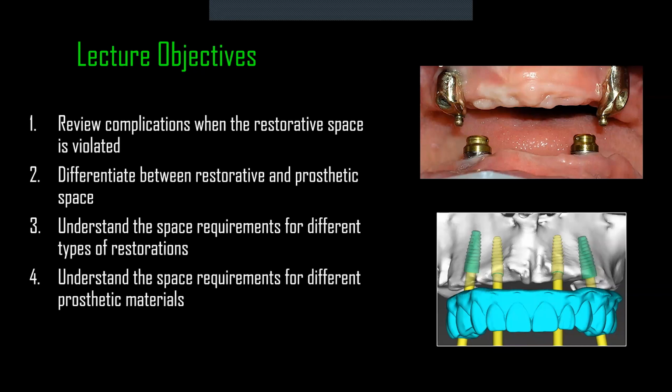We have many materials and types of restorations we can provide our patients when we're replacing their teeth, and each one of them is going to have its own space requirement. At our institute, we've come up with a flow chart that differentiates between the material and the type of restoration and how much space is needed for it.